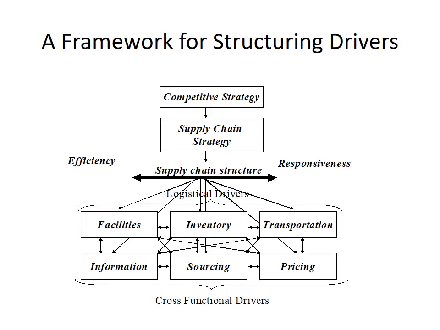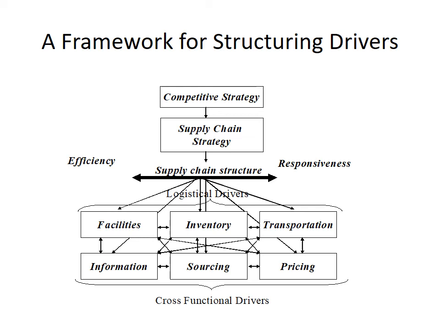These 6 main drivers we can divide into 2 categories, logistical drivers and cross-functional drivers, as you can see in this framework. Facilities, inventory, and transportation we identify as logistical drivers, and information, sourcing, and pricing we identify as cross-functional drivers.